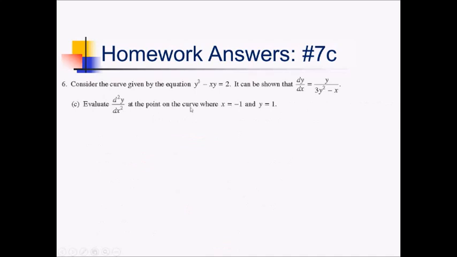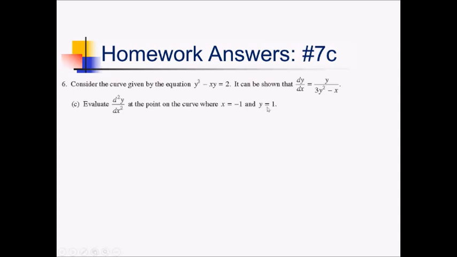On this problem, they want the value of the second derivative at the point on the curve where x equals negative 1 and y equals 1. So this is the point that they actually asked us to find a tangent line for in part A. And remember, we found a slope of 1/4 back in part A. So just jogging your memory here, because that's going to be useful later on in this problem.